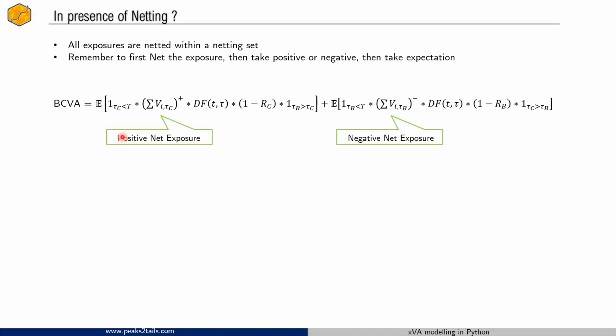Yeah, positive net exposure, negative net exposure. I did not call it net positive exposure, otherwise it might be confusing. Do not do the positive action first. Do the netting action first, and then you take the positive part. And then you take the expectation, right?